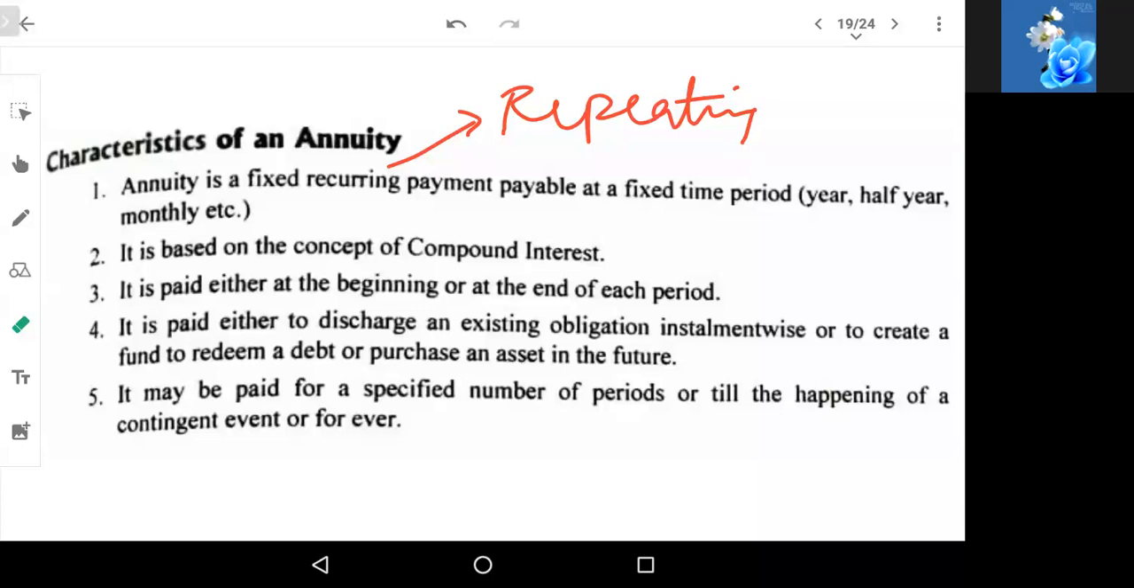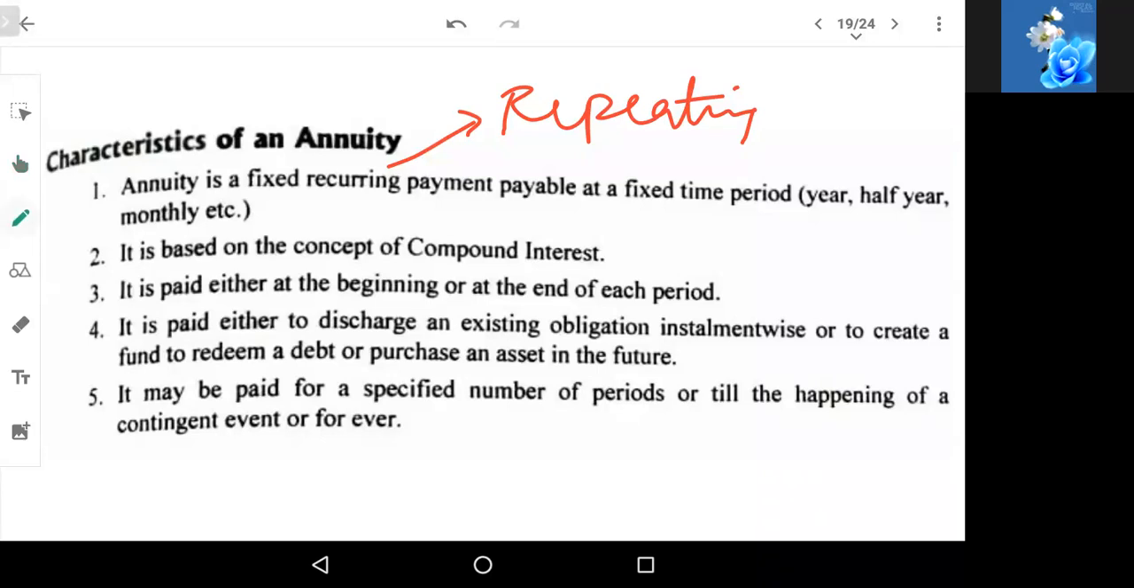And the last point, it may be paid for a specified number of periods or till the happening of a contingent event or forever. It will be paid for a certain number of periods, which means it can be paid for, let's say, 5 years, 10 years, 25 years, for some period, or it can be paid until an event happens.